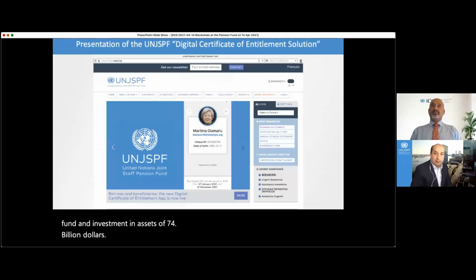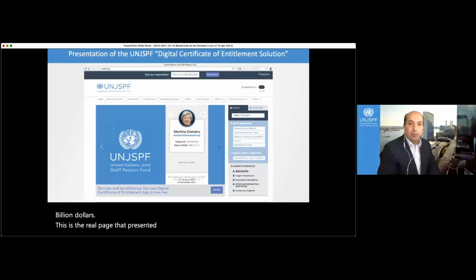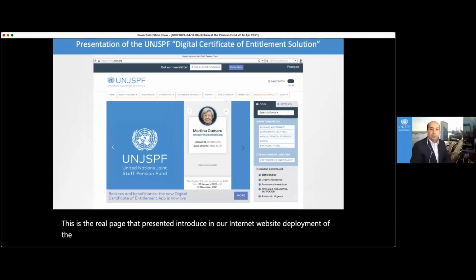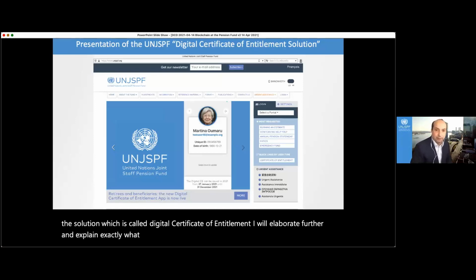This is the real page presented and introduced on our internet website, the deployment of the solution, which is called Digital Certificate of Entitlement. I will elaborate further and explain exactly what the Digital Certificate of Entitlement is and what it represents and means in practical terms.